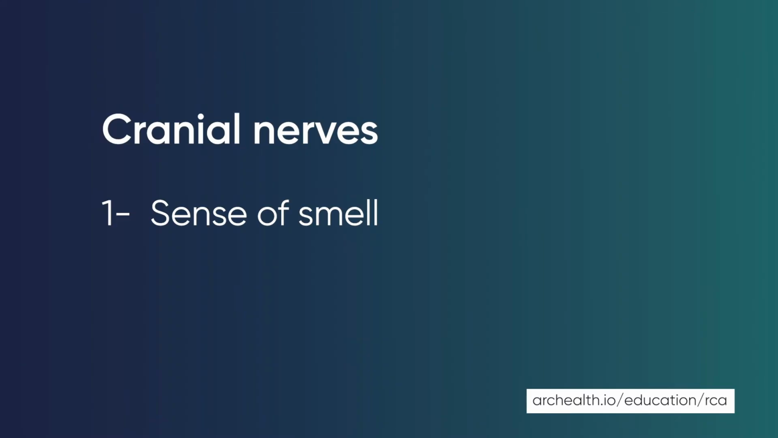We'll start with the cranial nerves. Most cranial nerves can be examined online. You just need to modify the examination a little bit. Here are a few things you can try. So, number 1, the olfactory nerve. Ask the patient if they lost their sense of smell.